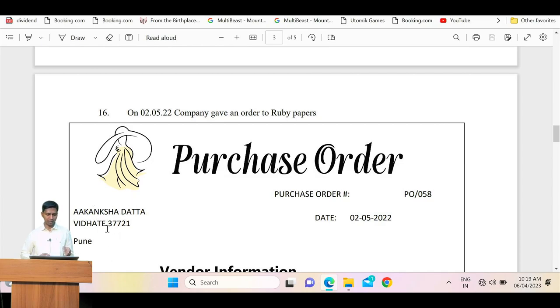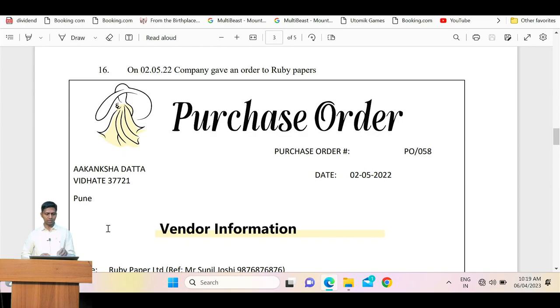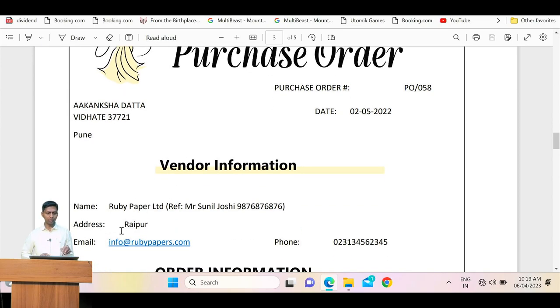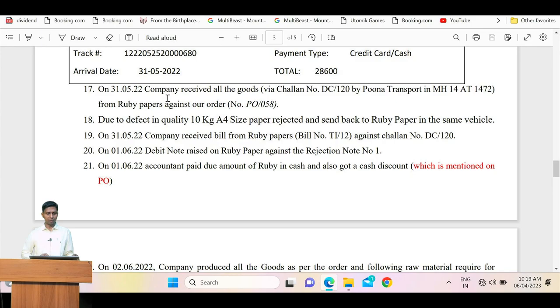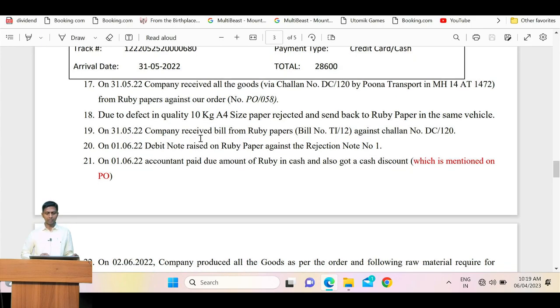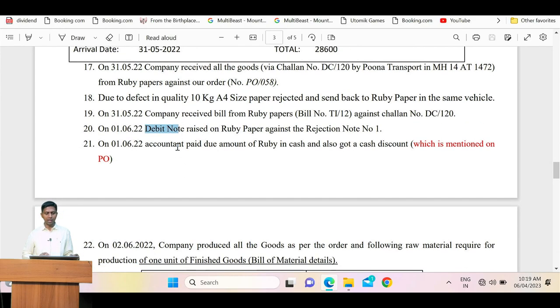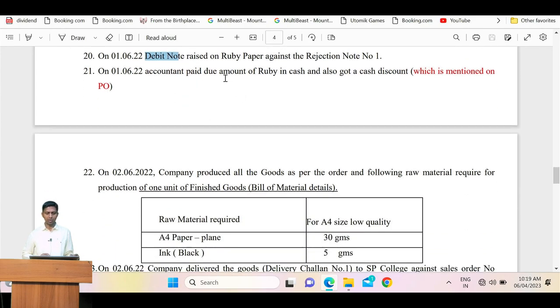This is the order given by you to you. This is your organization name, and you have given this to which vendor? Ruby Paper Limited, who is selling the paper. Now, you have given the order for A4 size plain paper. Then you got the goods, and you enter that bill. Some paper is rejected, so you pass a rejection note and debit Ruby's account. Then you have paid Ruby immediately, and you got the discount.